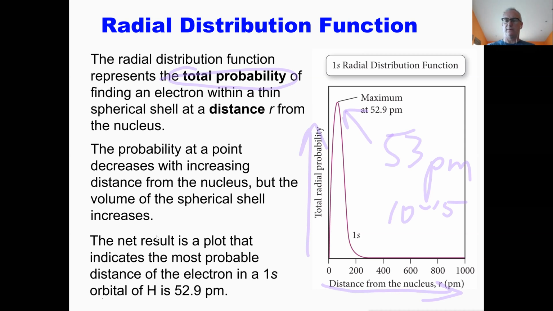No, 12, sorry. Femto is minus 15. So that agrees exactly with how far Bohr said the electron was going to be. So that agreed perfectly. Okay, so far so good. So remember that this is a probability.